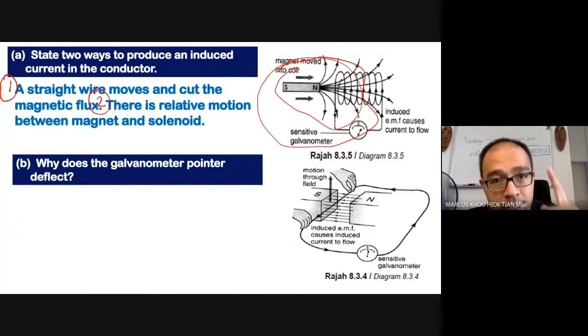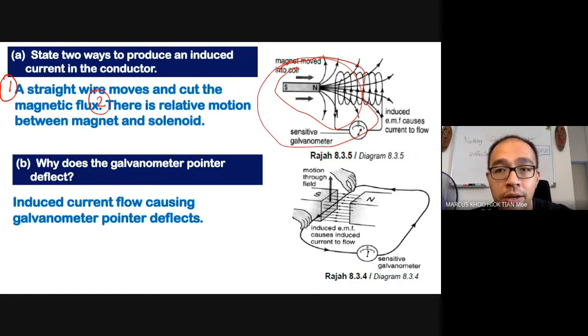Okay, why does the galvanometer pointer deflect? Because the induced current flows. So all this explanation is to just explain to you how the current can be produced. Two ways: you have a straight wire, you cut the magnetic flux. Secondly, you have a magnet and a solenoid, and you either move it in or you move it out. So the relative motion produces an induced EMF, which produces an induced current.